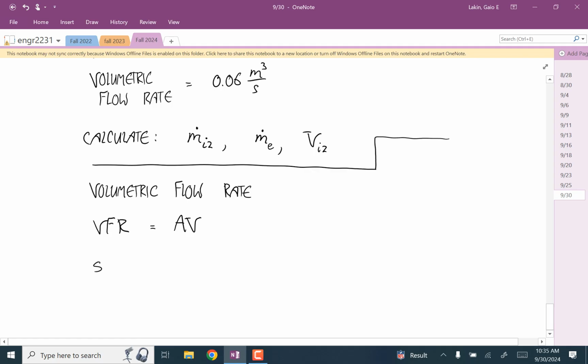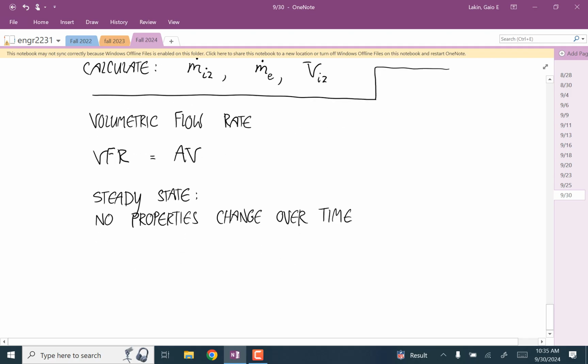Second, steady state. What does steady state mean? Remember, steady state means no properties change over time. Mass is a property, and so this says that dm dt in the control volume is equal to 0.